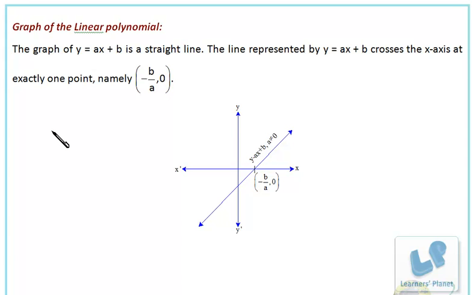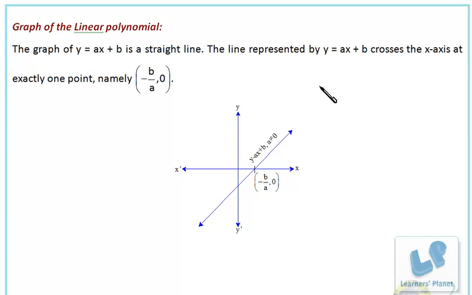Now, the graph of a linear polynomial I have just drawn over here. The graph of y equals ax plus b is a straight line. The line represented by y equals ax plus b crosses the x-axis at exactly one point, that is (minus b by a, 0).